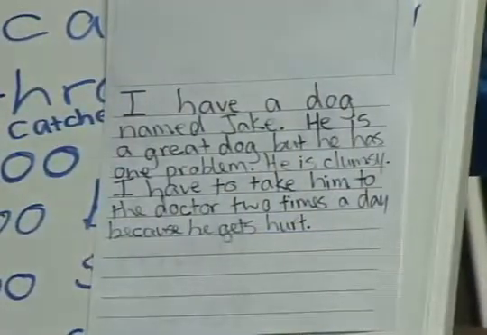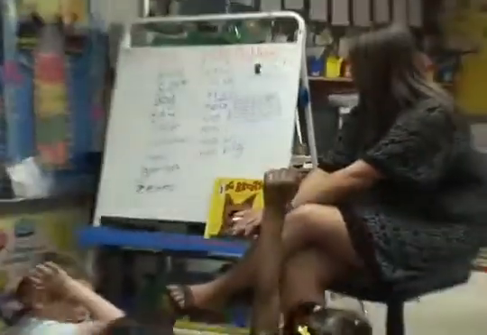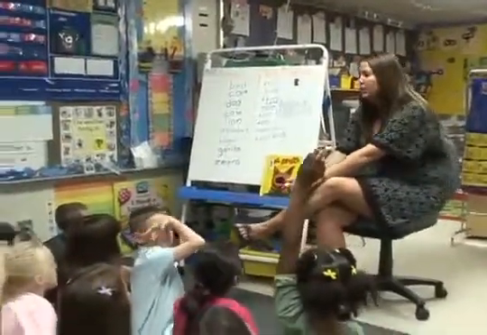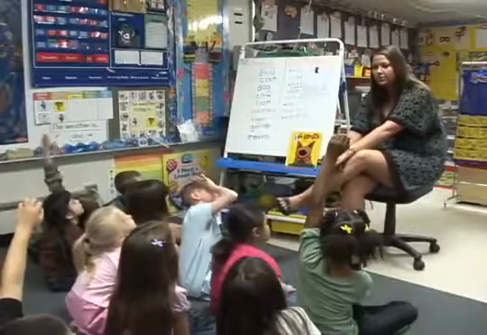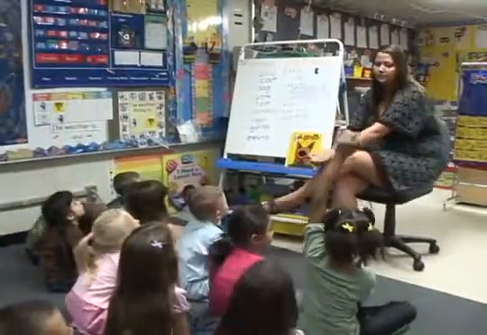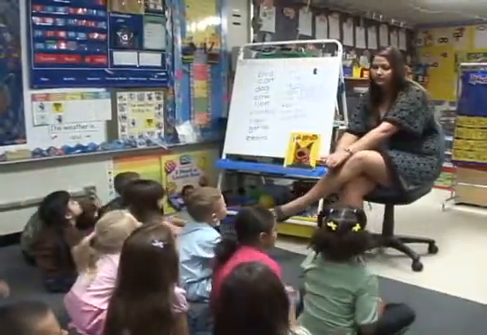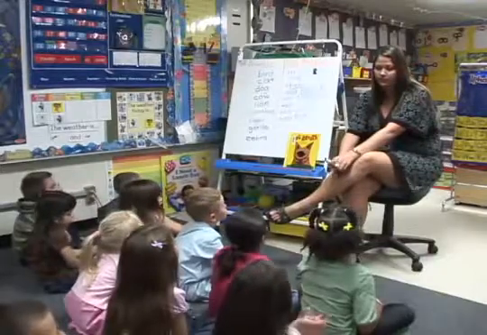What else could I write about? So my dog's clumsy. I have to take him to the doctor all the time because he gets hurt. JT? He's running around the house and he knocks down a lamp. Okay.